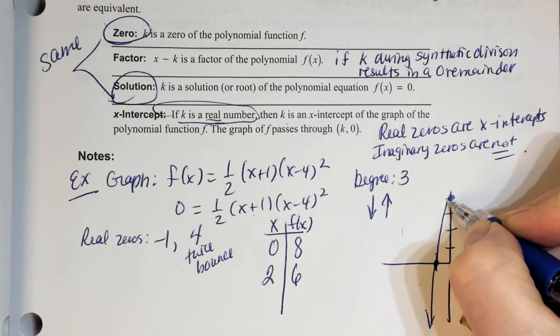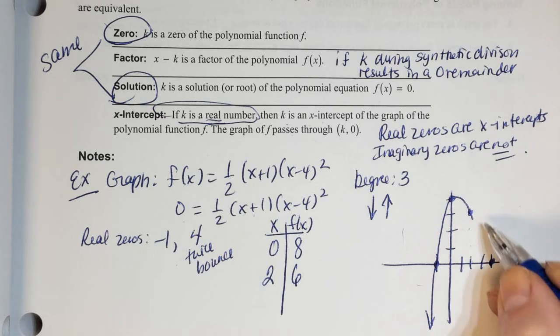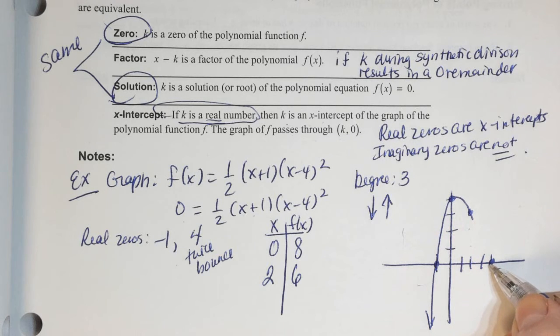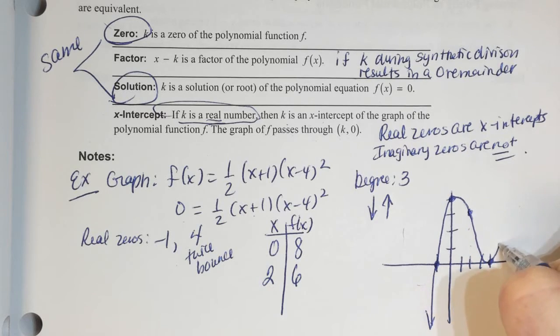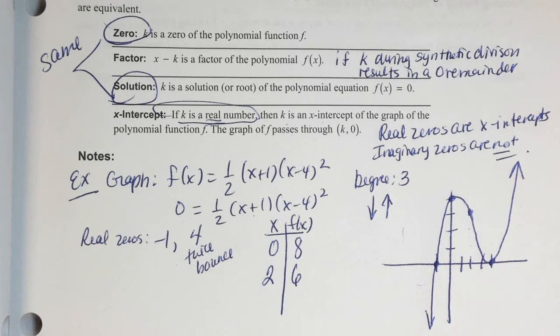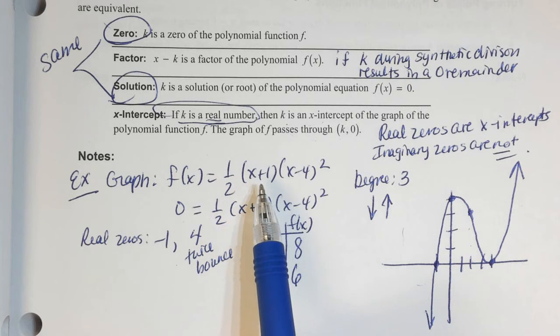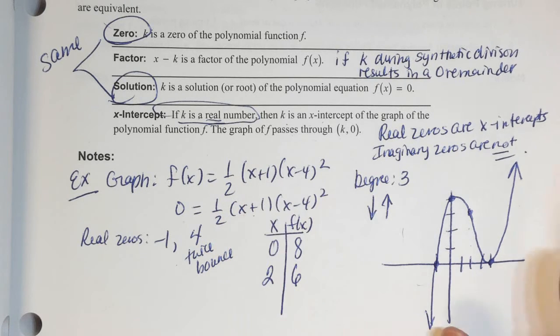So it's going to come up, it's going to come down. Now, is it going to pass through this or is it going to bounce off of that? It's going to bounce, isn't it? So it's going to come down, it's going to bounce, and it's going to go back up. And that's going to be a pretty good graph to represent that function. Okay? That's one thing you're going to do. Come over here for a minute.